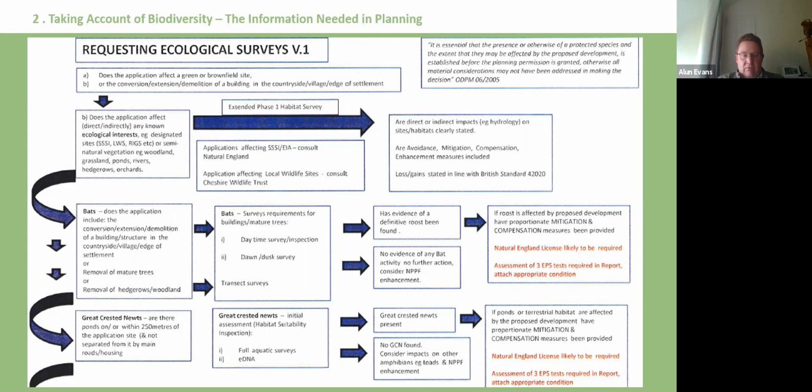This isn't the full flow chart, but it just helps people understand what the triggers are. See, if you've got a building, then clearly there's a need to consider the issues on bats. A pond within 250 meters of a site, obviously, there should probably be a need for some sort of great crested newt or amphibian surveys.